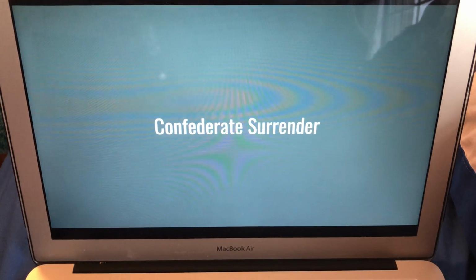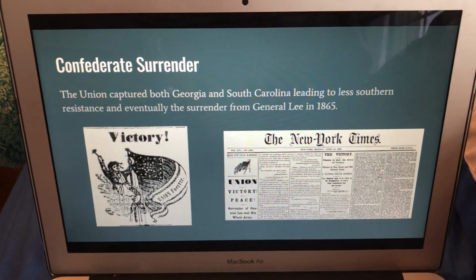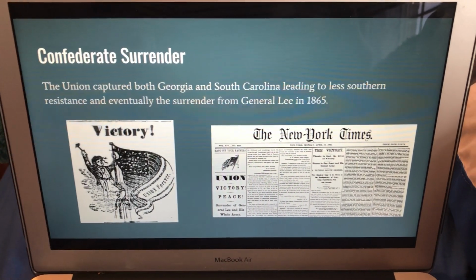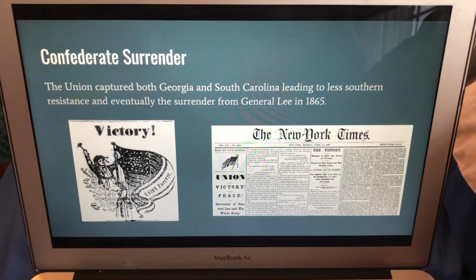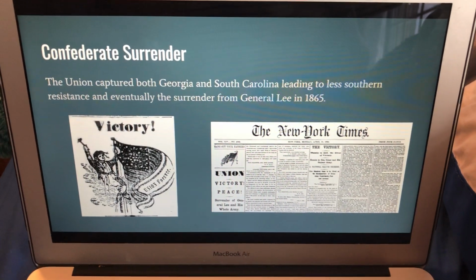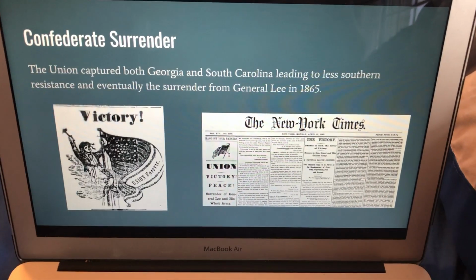So then eventually we get to the Confederate surrender. The Union captured both Georgia and South Carolina, and this led to even less Southern resistance, and eventually it led to the actual surrender of General Lee in 1865, which meant that the Union had won the Civil War.